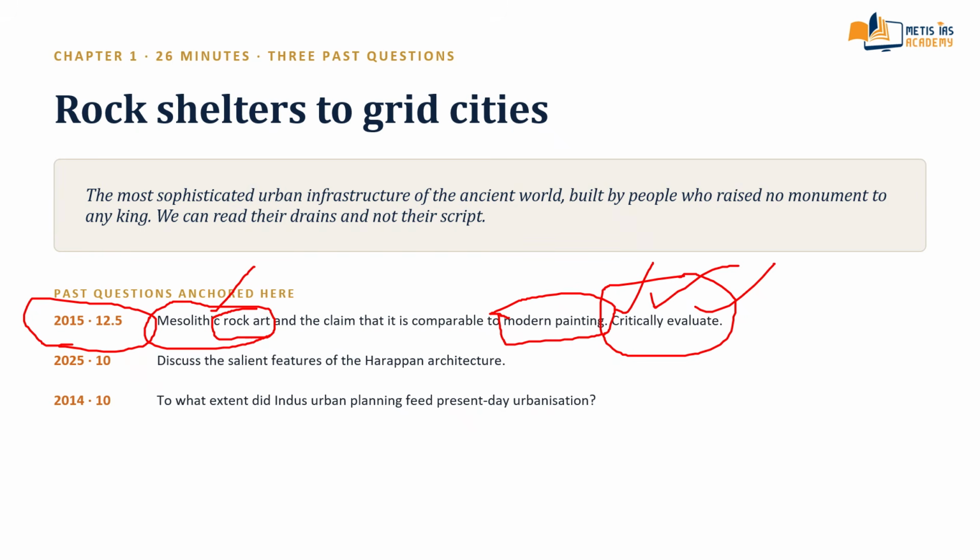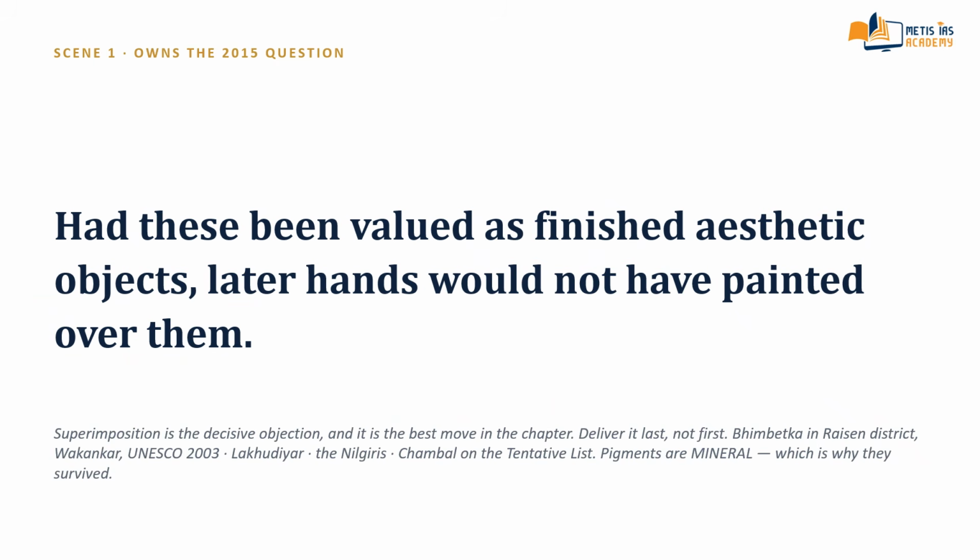critically evaluate. So the first half of the comment is sound. Rock art is our earliest and often our only evidence for Mesolithic cultural life. The second half is a defensible observation about form and a misleading claim about intent.